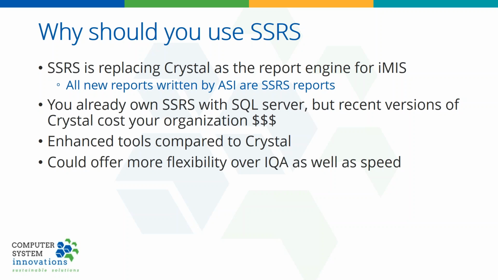Okay, so why should we use it? We've covered a little bit of this, but again, SSRS is considered the replacement for Crystal as the report engine for iMIS. If any of you have seen the latest version of iMIS 2017, you'll notice that ASI has included lots and lots of SSRS reports. I think there's over 100. SSRS automatically is included in your SQL Server license, so it doesn't cost you any more money. But certainly if you are upgrading Crystal and continuing your licensing there, that does cost your organization money.